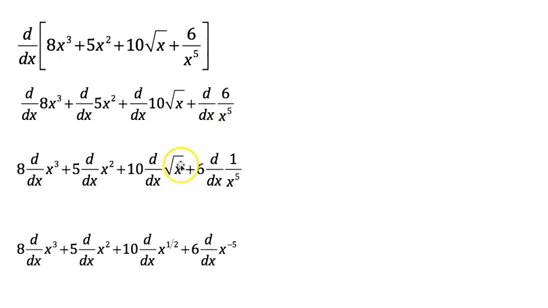But first, I'm going to rewrite square root of x as x to the 1/2. And I'm going to rewrite 1 over x to the 5th as x to the negative 5. And now we're going to use our power rule. The derivative of x to the n is nx to the n minus 1. So the derivative of x cubed will be 3x squared. The derivative of x squared will be 2x. The derivative of x to the 1/2 will be 1/2 x to the negative 1/2 when you decrease the exponent by 1. The derivative of x to the negative 5 will be negative 5 x to the negative 6 when you decrease the exponent by 1.